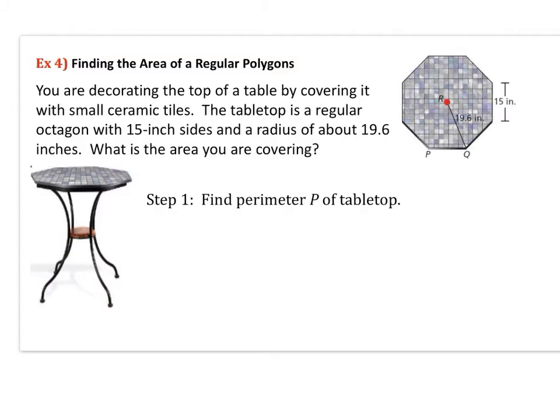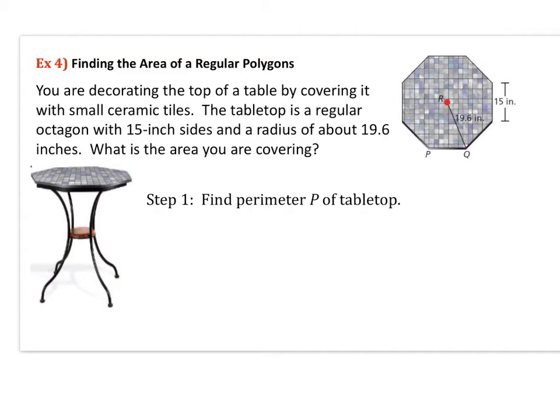Alright, so let's use our new formula, regular polygon formula, to find the area of this tabletop, which has a whole bunch of ceramic tiles. So we know that the regular octagon has lengths of 15 inches for each side, and we see that here on our label. And then we have a radius, which is R to Q, 19.6 inches. So what is the area that is being covered?